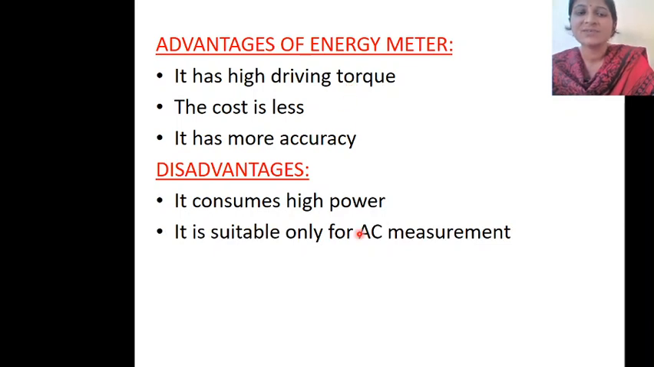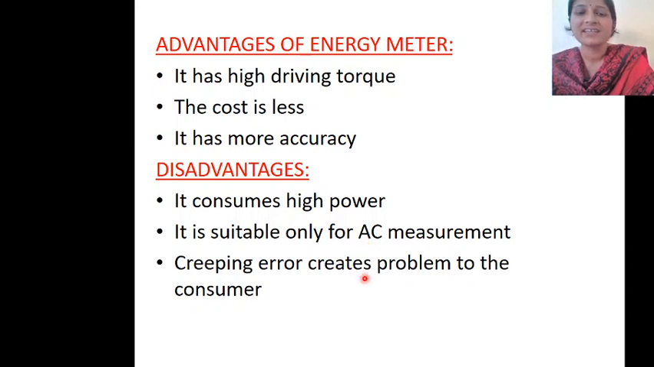And the disadvantages are it consumes high power, and it is suitable only for AC measurement. For DC, it will not be able to calculate the revolutions. And creeping error creates problems for the consumer.